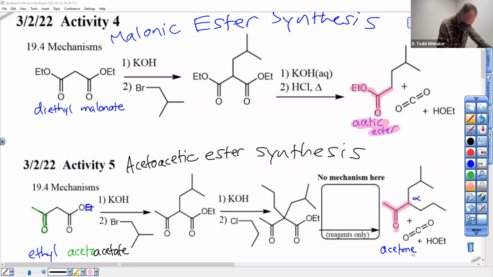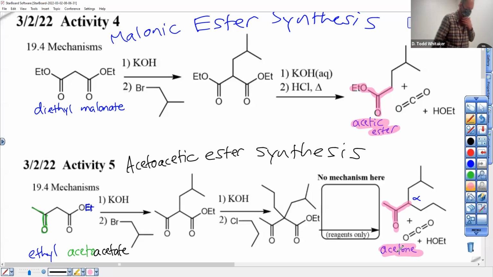So if your target molecule has what you find is acetone in your retrosynthesis, you better be using an acetoacetic ester synthesis. If your target molecule has anything with acetic acid in it or an acetic derivative, then you better be using the malonic ester synthesis.